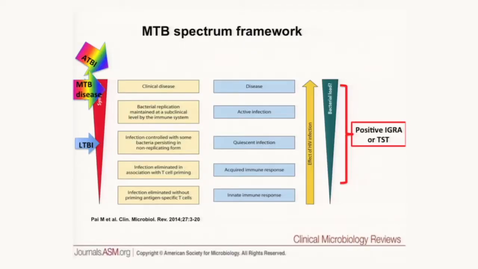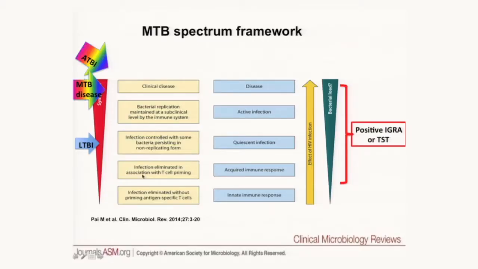And I mentioned the dichotomy of latent TB infection versus active TB infection. Newer thinking is that there's more of a spectrum rather than just a dichotomy between two states. At the mildest end of the spectrum, infection is eliminated by innate immunity. Somebody inhales or gets exposed to a few TB bacilli, and you don't even get an acquired immune response. You just clear it. You just deal with it.